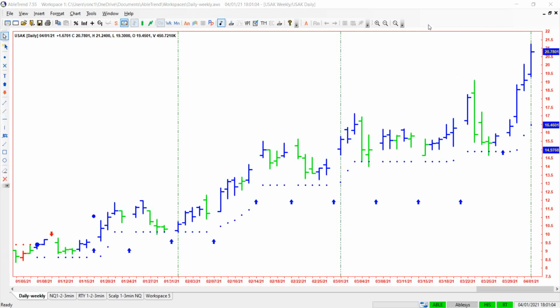Okay, got a daily, weekly stock chart up here. This is USAK, and it's a daily, weekly. Remember, we always combine the two time frames together. And this is just a classic sweet spot type of stock, and it might not be the exact day, but you get these sweet spots on the website now.